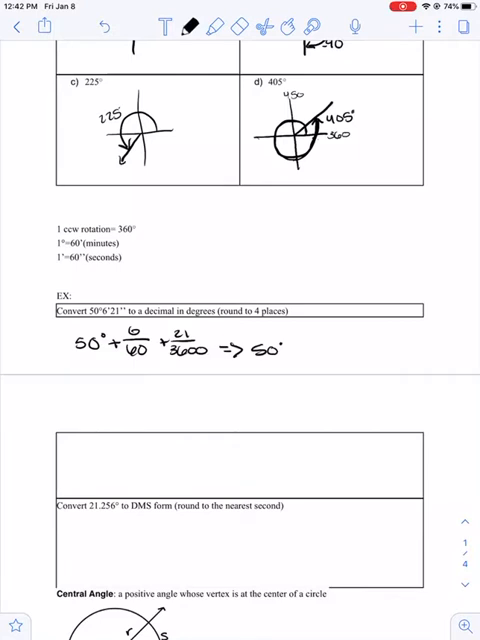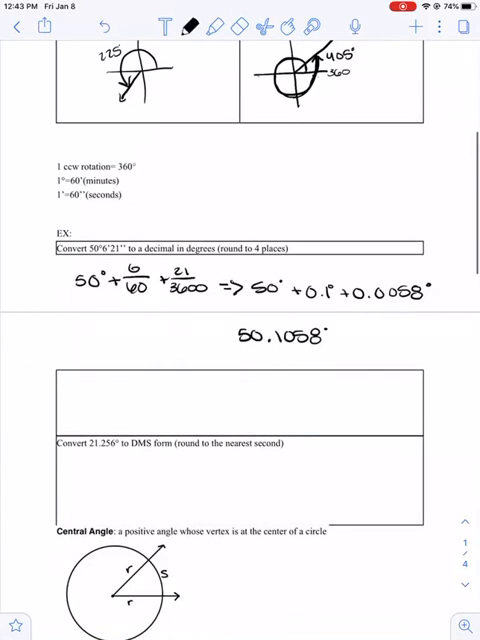So this then gives us 50 degrees. And then if you take 6 divided by 60, you get 0.1 degrees. And then you get 21 divided by 3,600 is plus 0.0058 degrees. Now you put it together, and that gives you 50.1058 degrees.